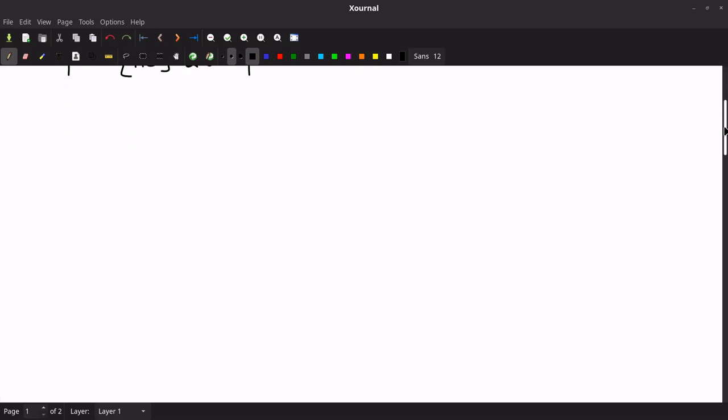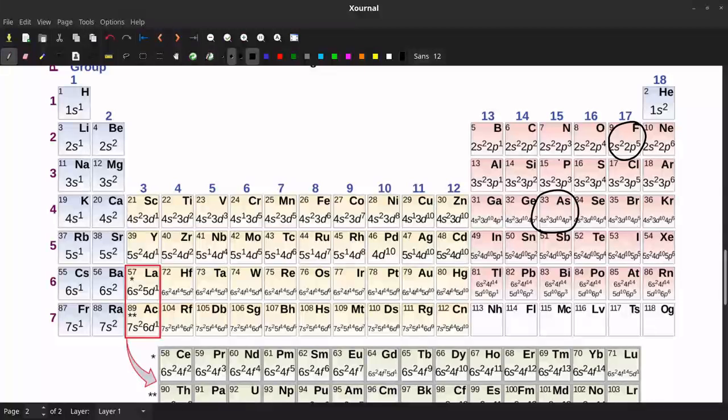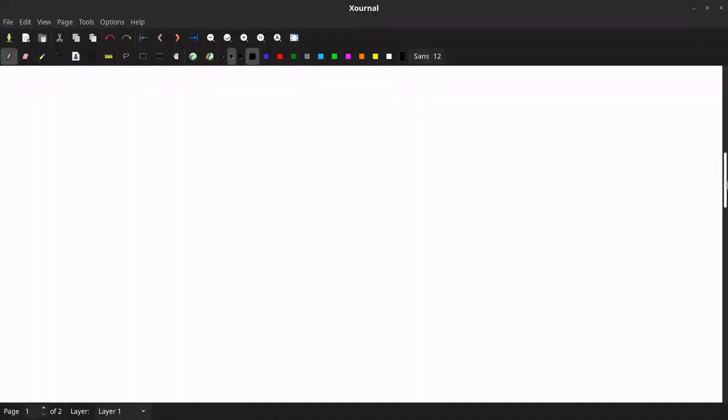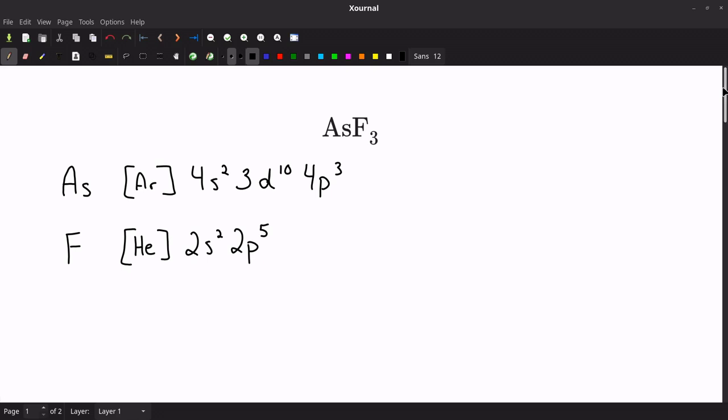Now, if we look at this for a moment, arsenic is a main group element, which means that the only ones that count as valence electrons are the ones that have the highest n number. So if we look up here, the highest n number is 4, which means that none of these 3d10s count. So we're not going to count those this time. We're going to add up these subscripts here to come up with 5 valence electrons for arsenic.